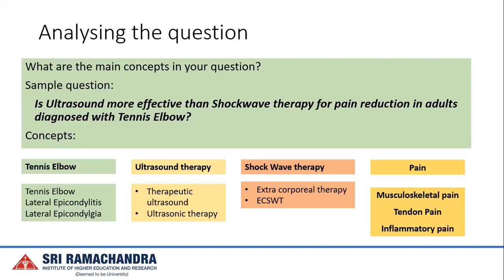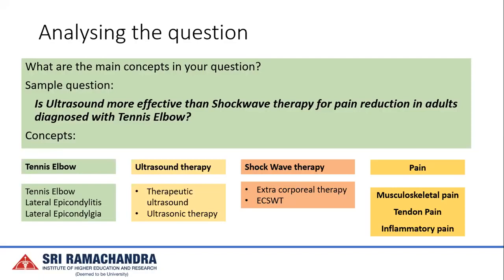We don't go to the database until we have completed the step of identifying the concepts. Similarly for shockwave therapy, it could be referred to as extracorporeal shockwave therapy, ESWT. Put all the possible names, the synonyms, by which it could be identified, into the concept. Next is pain. It could be musculoskeletal pain, or tendon pain, or inflammatory pain. Keep adding. I just gave you an example.